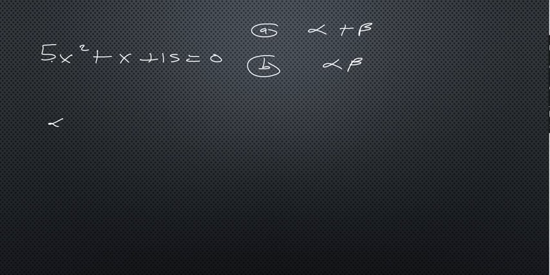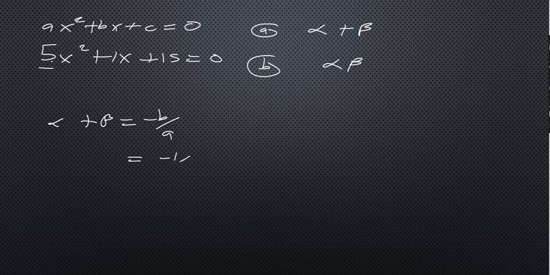So we know that alpha plus beta is equal to what? Negative b over a. So according to the quadratic format, it is expressed as ax squared plus bx plus c is equal to 0. So meaning the value of a is 5, then the value of b it is 1, then the value of c it is 15. So here we can just say we have negative 1 divided by 5. So this is the sum of roots.